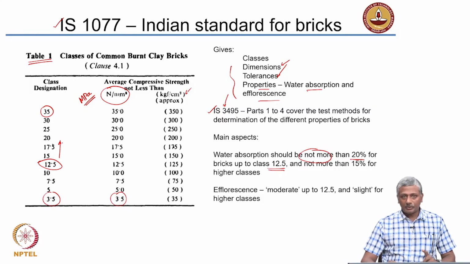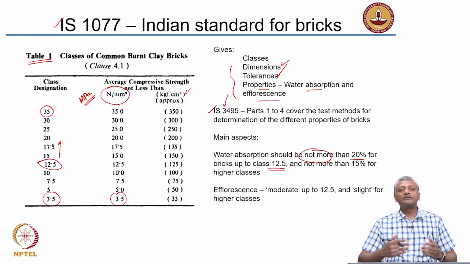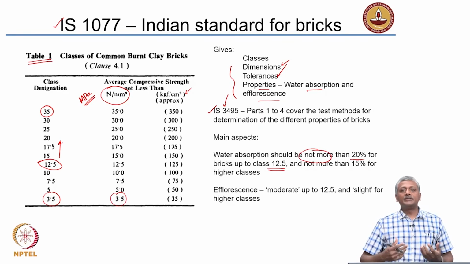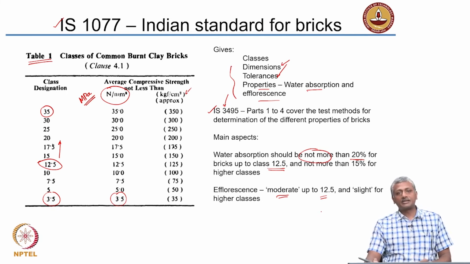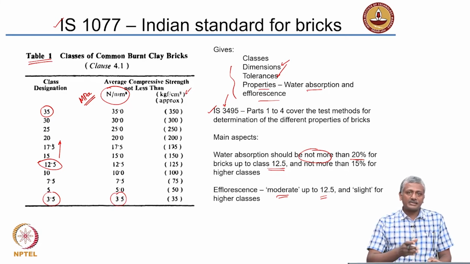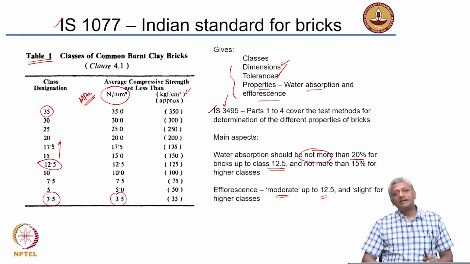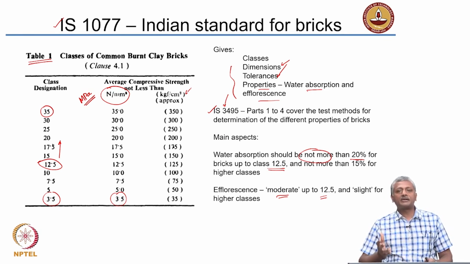The other aspect that you need to think about is the efflorescence, and as I said, you give a visual rating of the surface of the material depending upon the salts that have crystallized outside. So, if a lot of the surface is covered, then you have a very high efflorescence. If some part of the surface is covered, you call it moderate efflorescence, and moderate efflorescence is permissible up to the grade of 12.5, up to the 12.5 strength class of the bricks. But if you are going above this strength class, then the efflorescence has to be slight. Please remember, moderate for classes less than 12.5 and slight for classes more than 12.5. So, this basically in a nutshell describes the properties of bricks that are typically used for masonry wall construction.